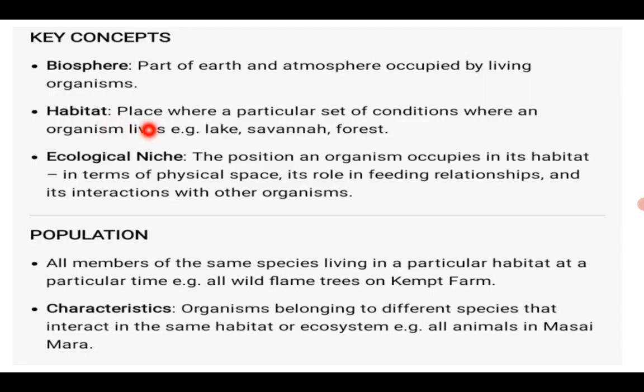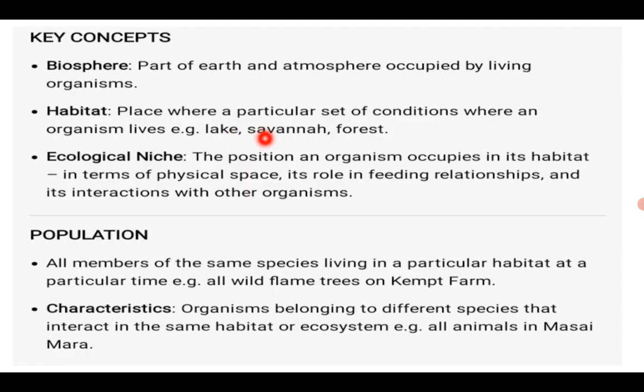Another one is habitat. Some people love to call this "habitat", but the T at the end is in most cases silent. So it's habitat. A habitat is a place where a particular set of conditions exist where an organism lives. In simple terms, it's a place where organisms live.